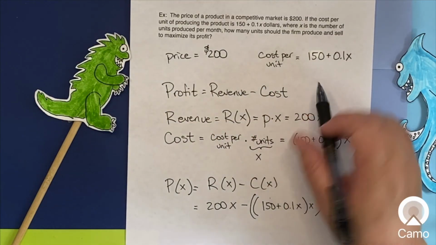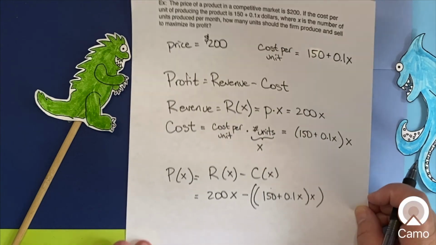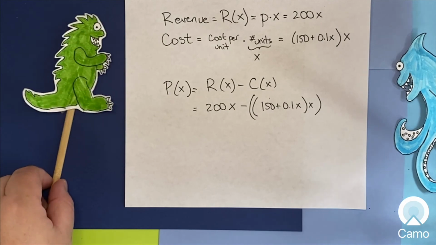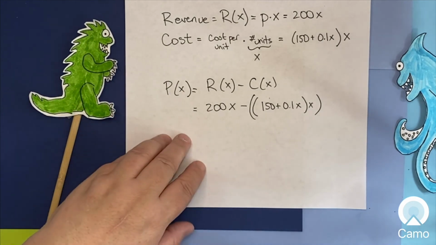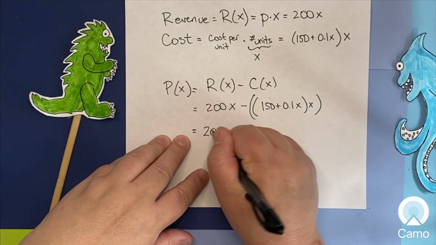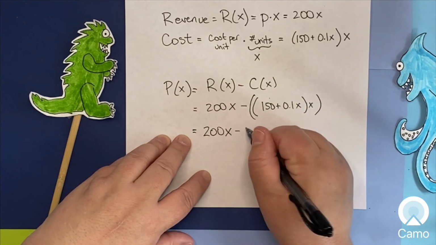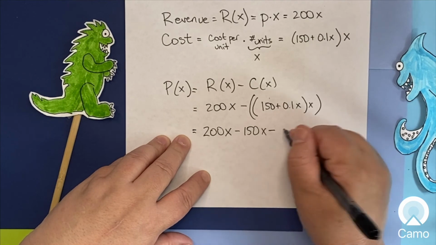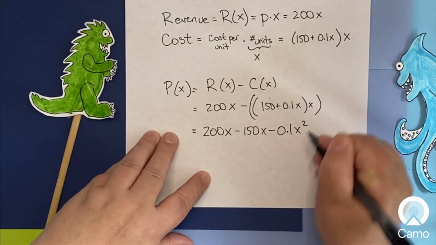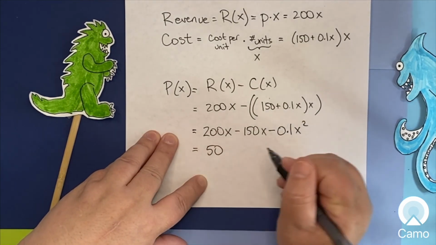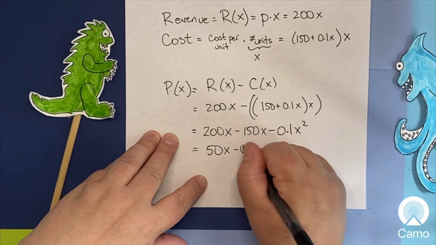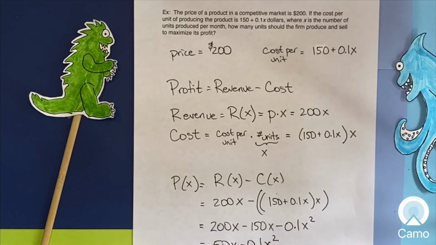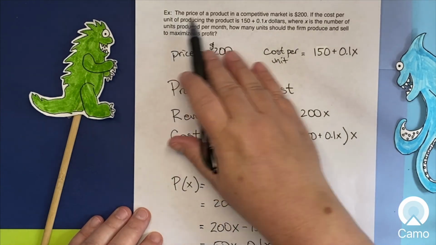Okay, so this is going to be 200x minus 150x, right? Minus 0.1x squared. So I've got 50x minus 0.1x squared. I go back up and double check, is there a fixed cost? It says no, we're not going to worry about fixed costs. So this is all we have to worry about. I want to maximize the profit.